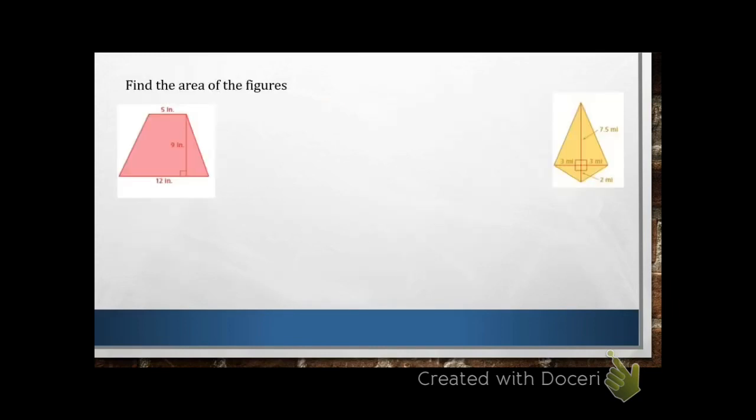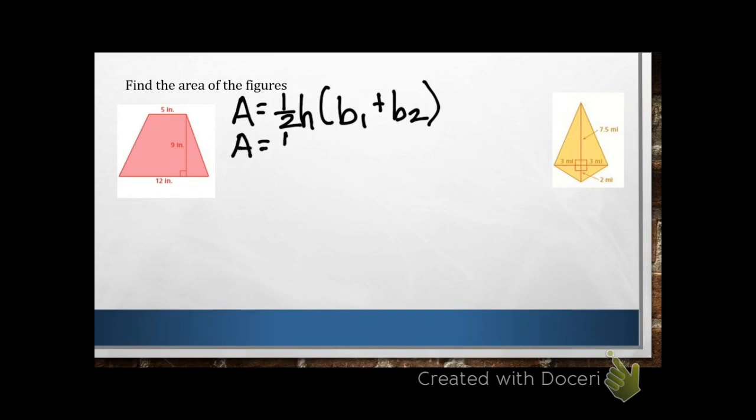All right, now let's see if we can find the area of these two figures. I kind of like using the formula instead of breaking it all down. So let's use the formula since this is a trapezoid and it has two bases. Let's go ahead and use our formula A equals 1/2 H times base 1 plus base 2. So A equals 1/2.